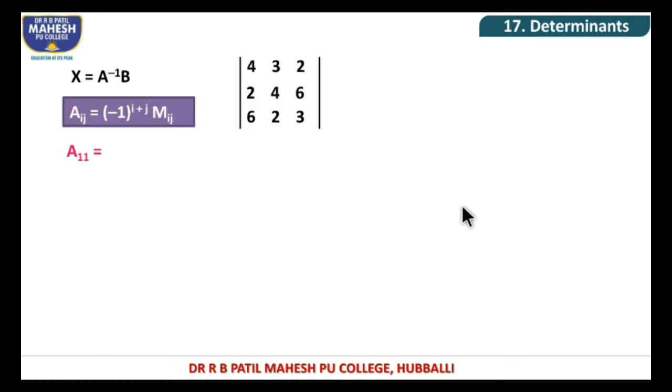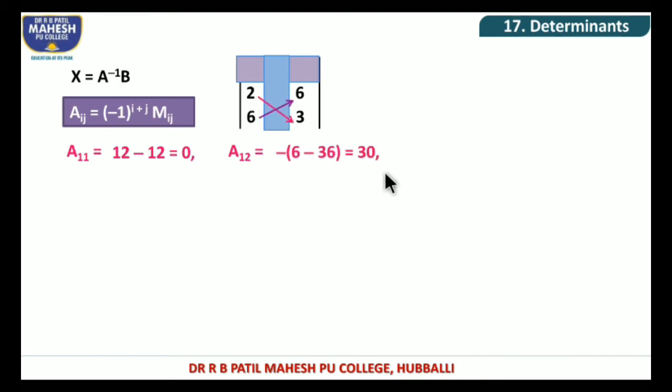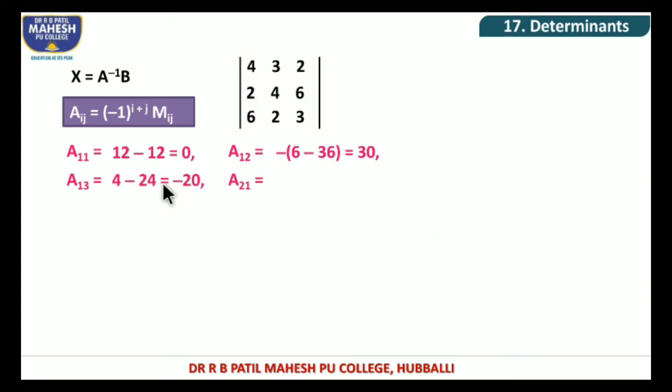Let us find out the cofactors of each of the elements here. For these elements we have the signs plus, minus, plus, minus, plus, minus, plus, minus, plus. Here we have the sign plus, therefore plus, and the remaining determinant value, this is the minor, that is 12 minus 12. So this is 0. And for the cofactor A12, the minus sign is there and we have 6 minus 36, so that is plus 30. For A13 we have the sign plus and it is 4 minus 24, so that is minus 20.